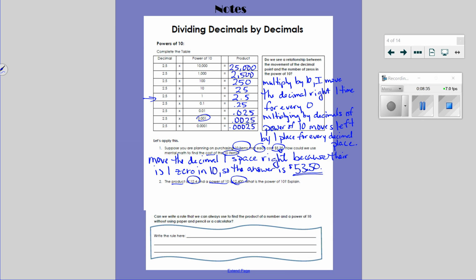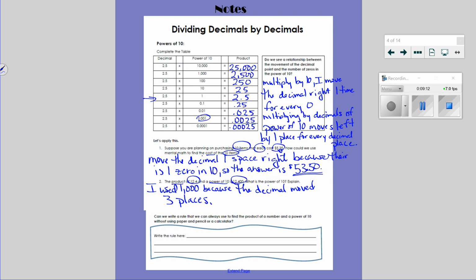So what number is that? What power of 10? 1,000, because 1,000 has 3 zeros. So what is the power of 10? I used 1,000 because the decimal moved 3 places. So far, everything we're doing, does this make sense?